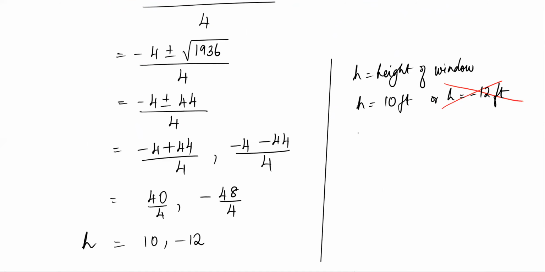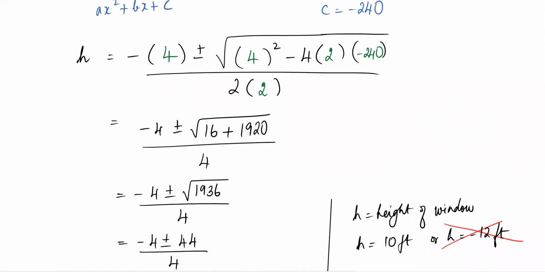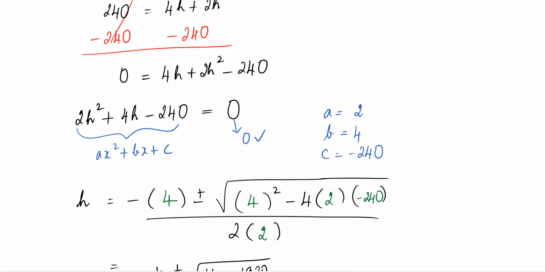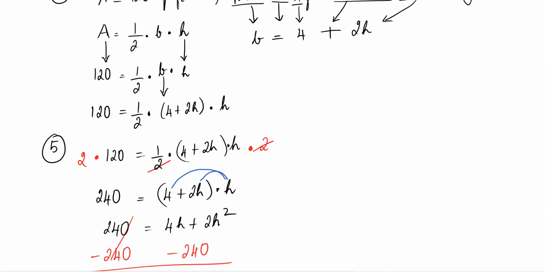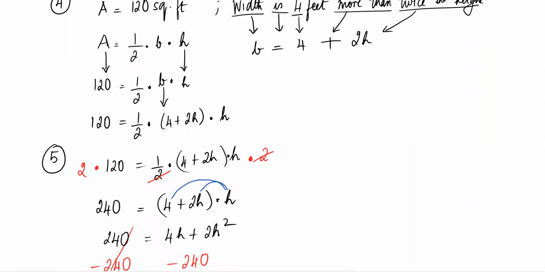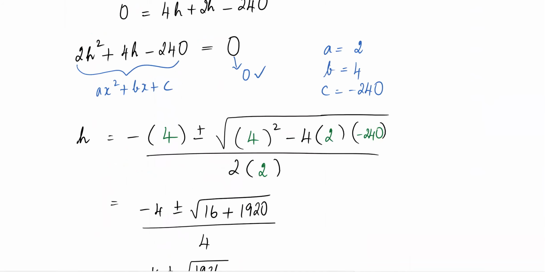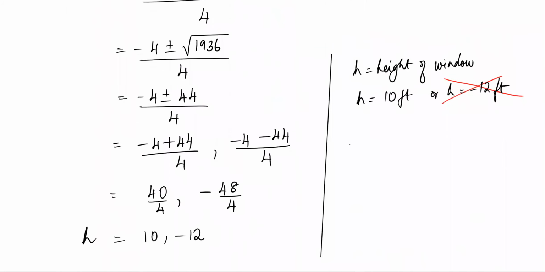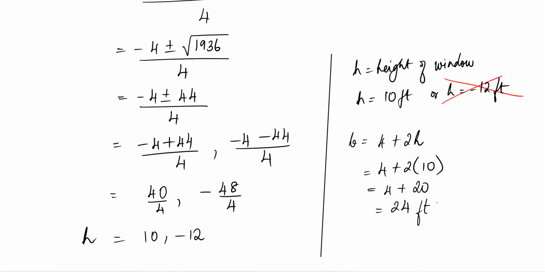Now using this, you can find the base or the width as they call it. Let me go back there. The width was b equals 4 plus 2h, right? b equals 4 plus 2h. So 4 plus 2 times 10. 4 plus 20, which is 24. Right? So you get h as 10 feet and b as 24 feet.